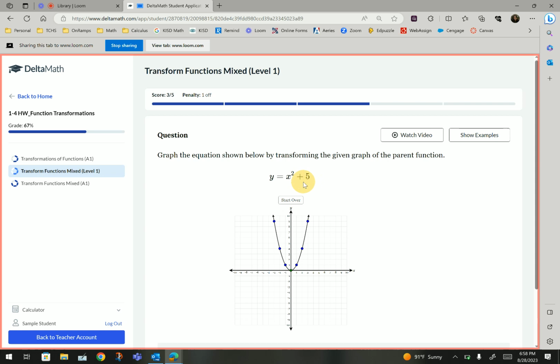Again, that's a vertical movement. You do exactly what the vertical movement says. +5 means you went up 5 units. And you stop right there.